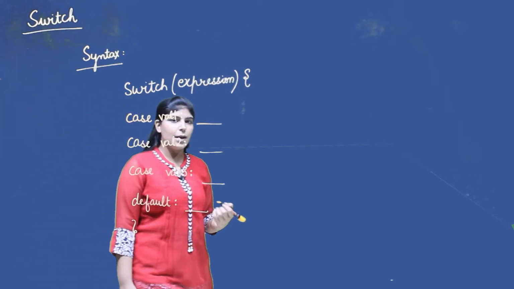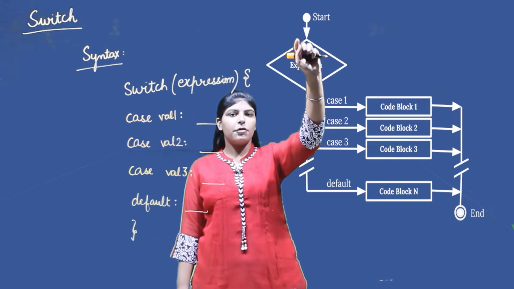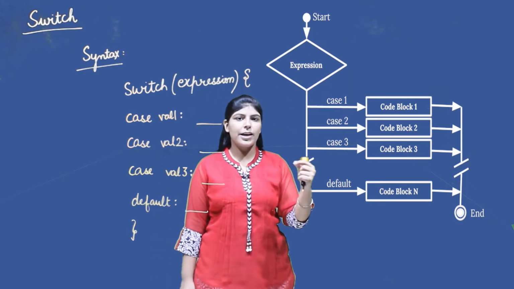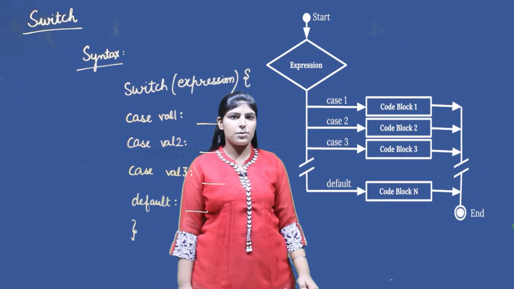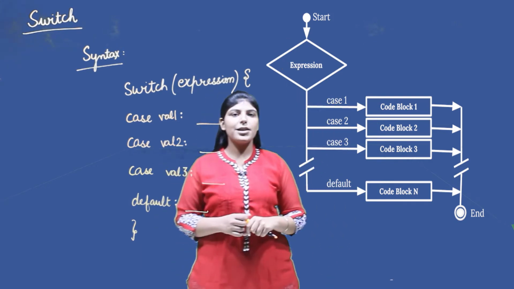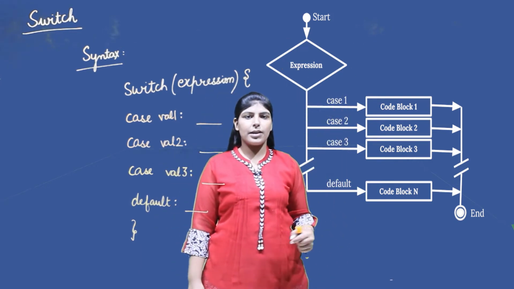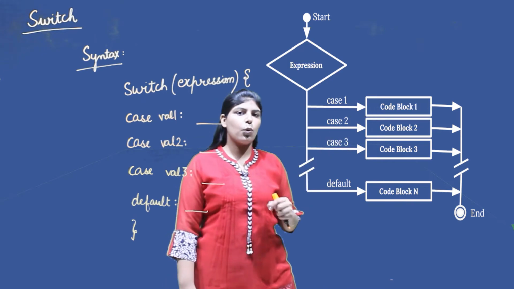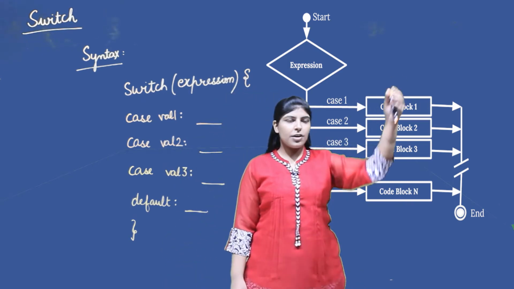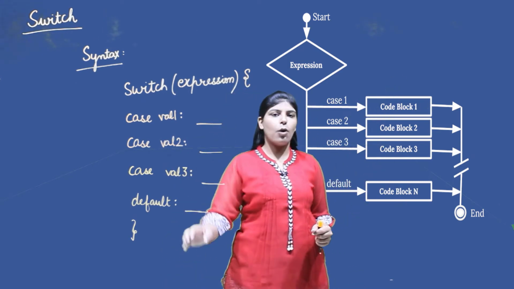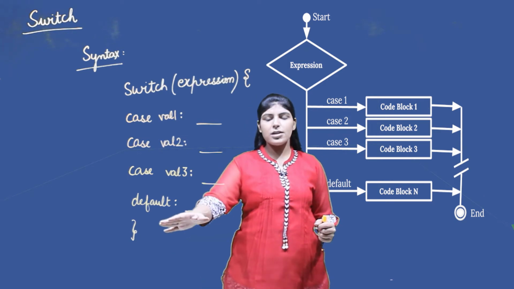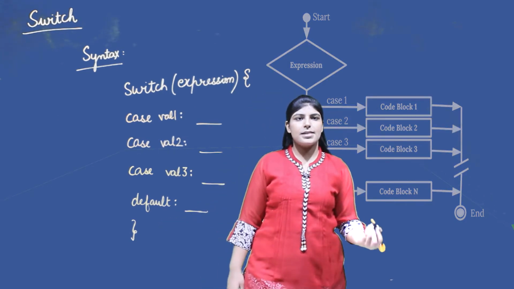Let us see this with the help of a flowchart. We check the value of this expression against multiple values given in the case blocks. If the value of the expression matches any value given in the cases, then that particular code block gets executed. If none of the values match, the default block gets executed. Default is optional here. Let us see an example.